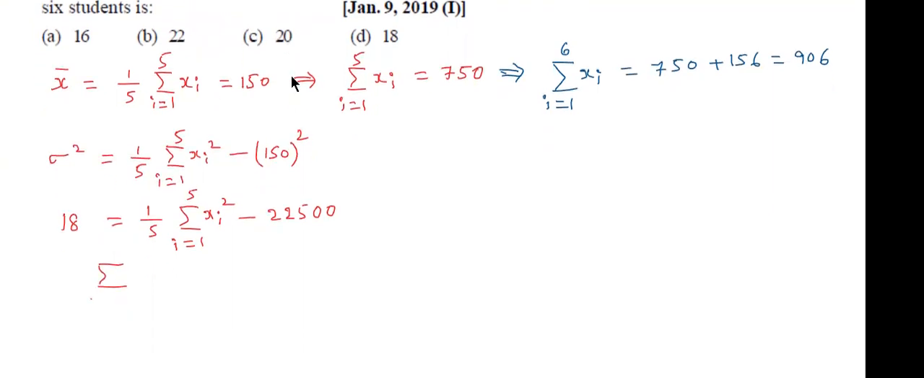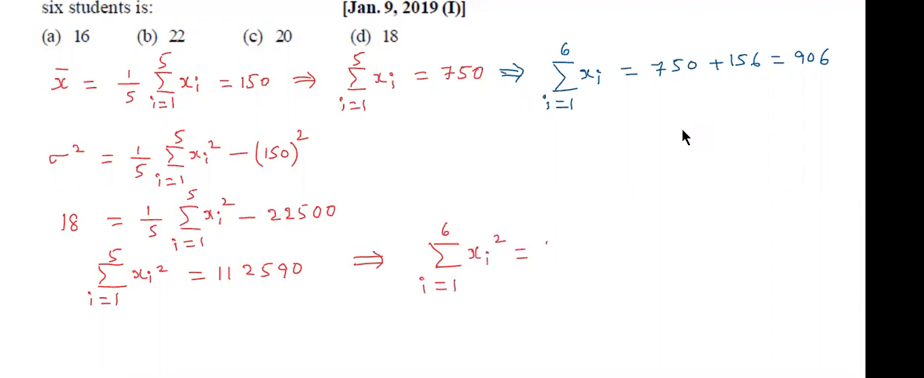Finally, what we get? Sigma xi square, where i is equal to 1 to 5. These values should be 22,500, send to the right hand side, and 5 also send to the right hand side. Overall, you'll get sigma xi square. So after calculation, sigma xi square, where i is equal to 1 to 5, we are getting 11,2590.